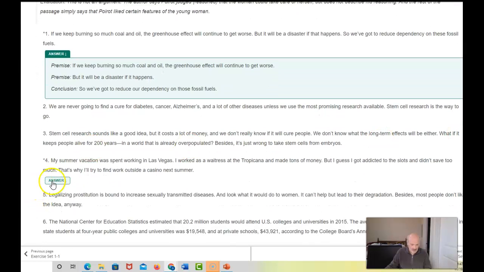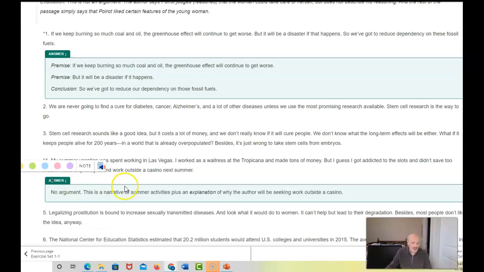First good example of a non-argument is number 4. My summer vacation was spent working in Vegas. I worked as a waitress at the Tropicana and made tons of money, but I guess I got addicted to the slots and didn't save too much. That's why I'll try to find work outside a casino.